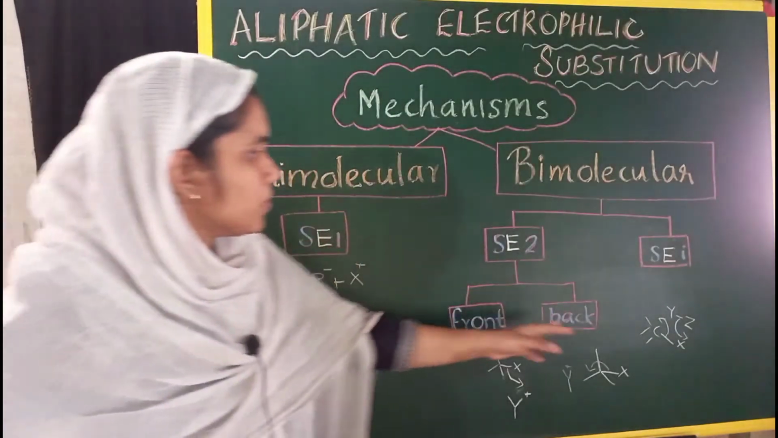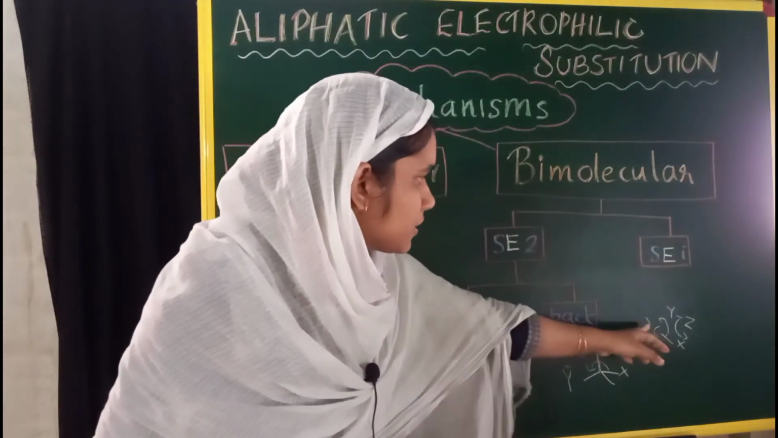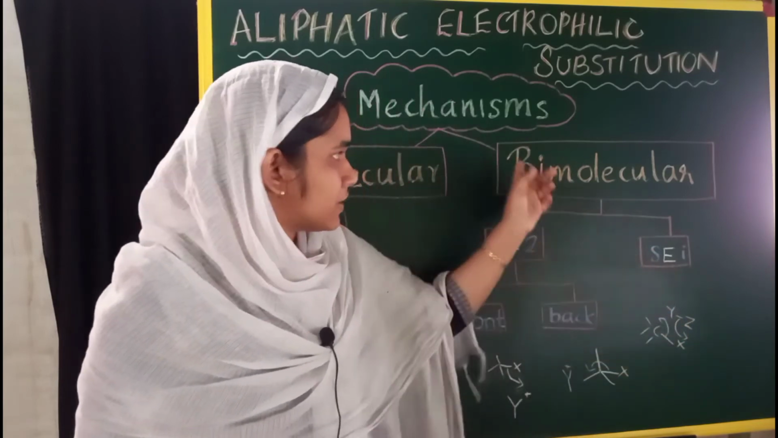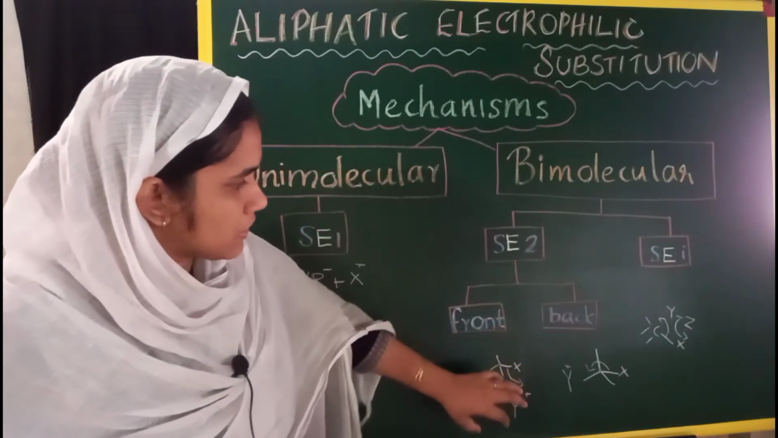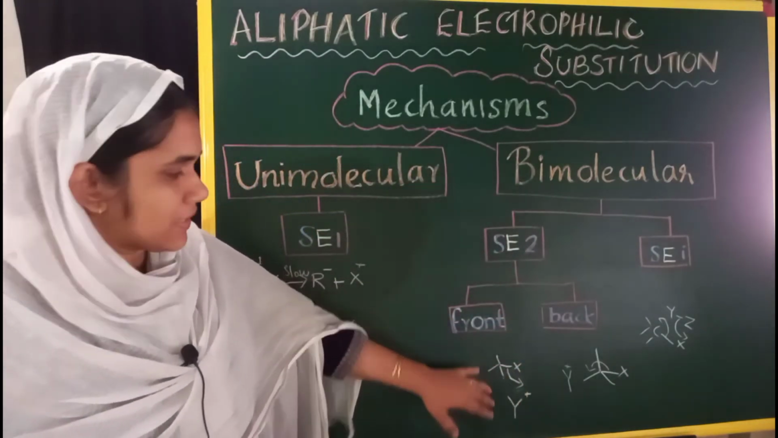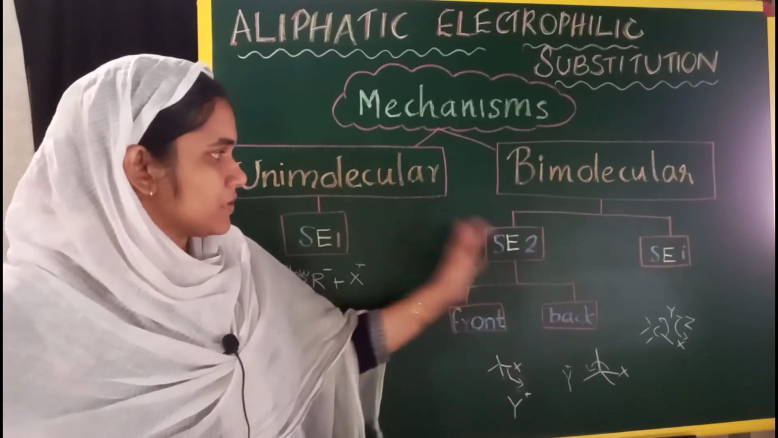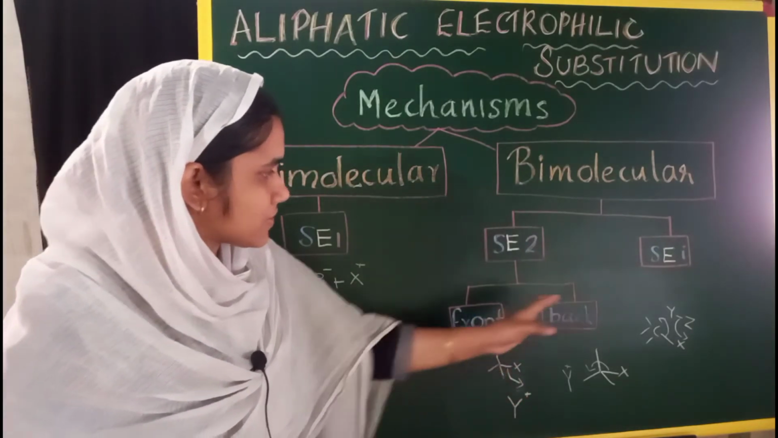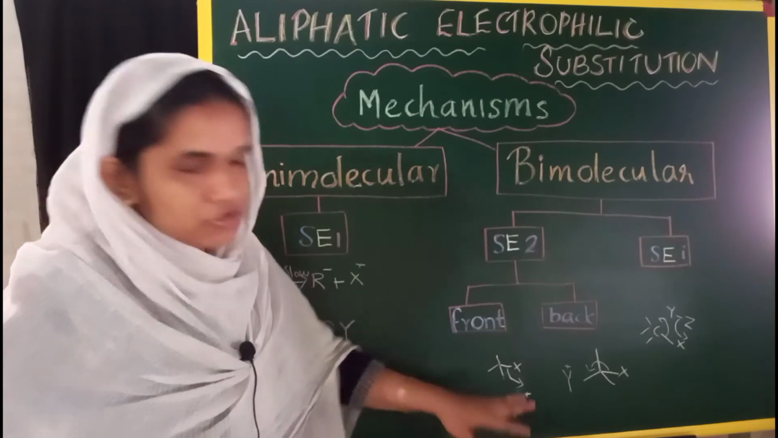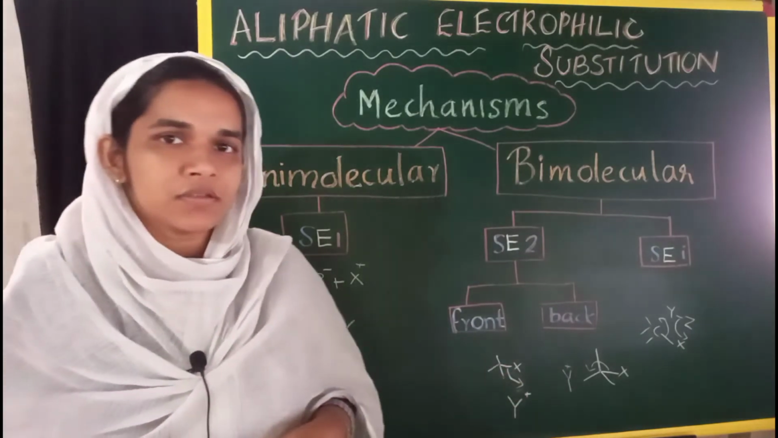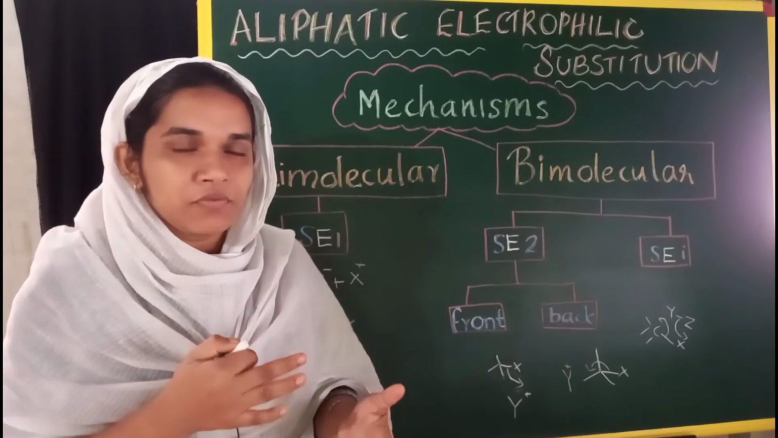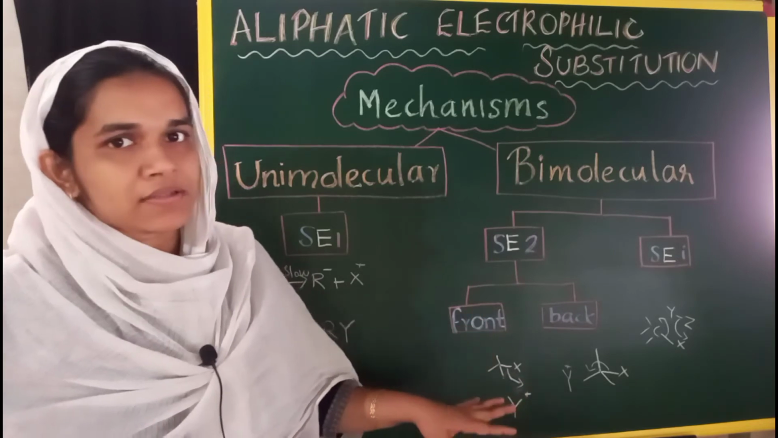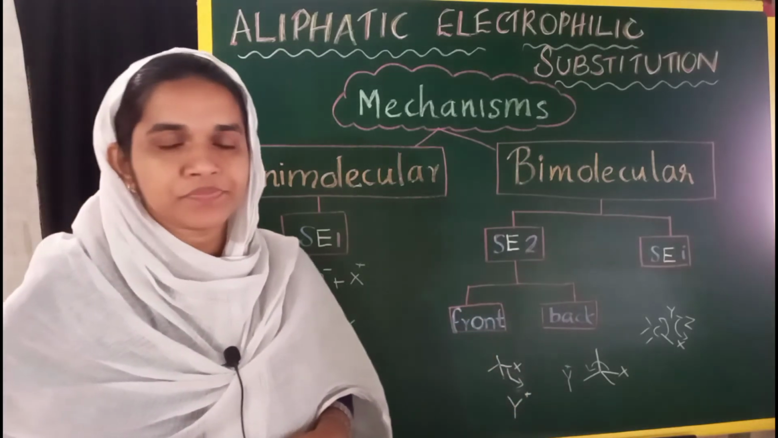So both of these mechanisms involve both our electrophile and substrate. That is why they are bimolecular mechanisms. Here also the rate depends upon the concentration of our substrate and the electrophile. So why is there attack from both front side and back side? Our electrophile has a shortage of 2 electrons, that is, it comes with a vacant orbital, so it can attack from both front side and back side depending upon the situation.